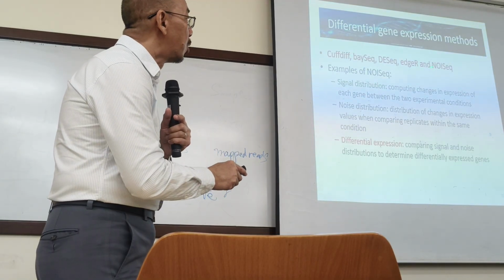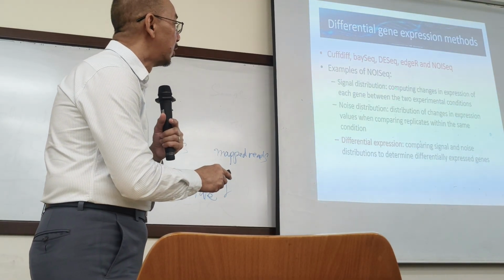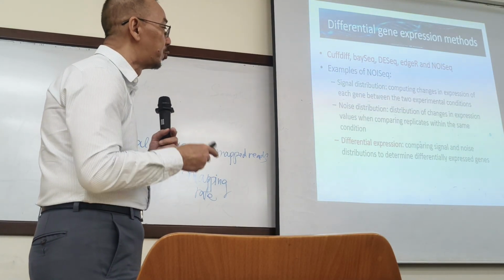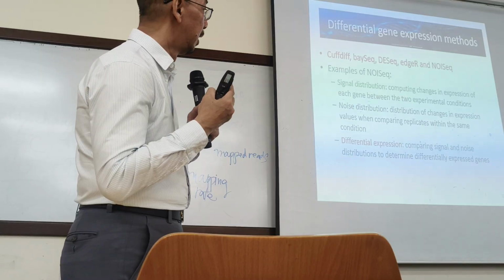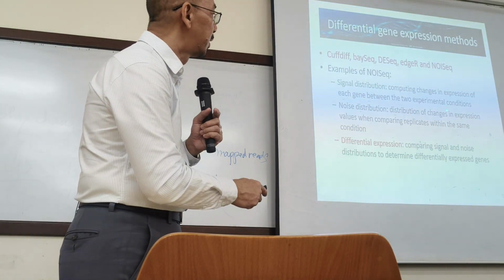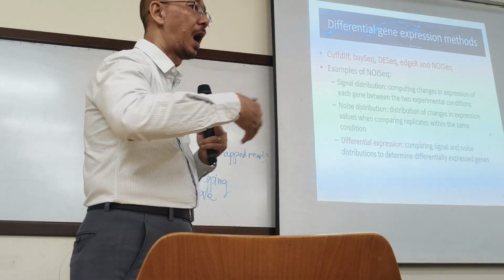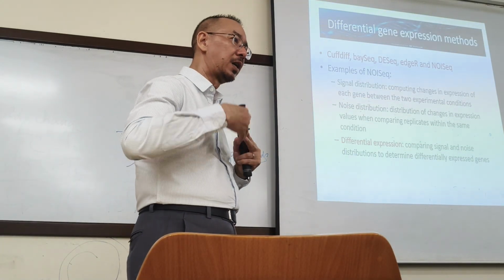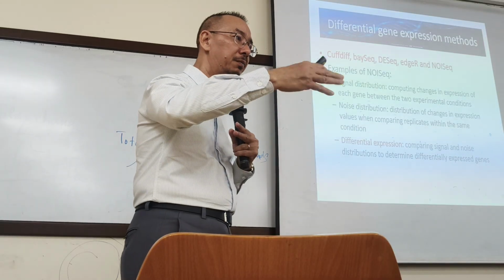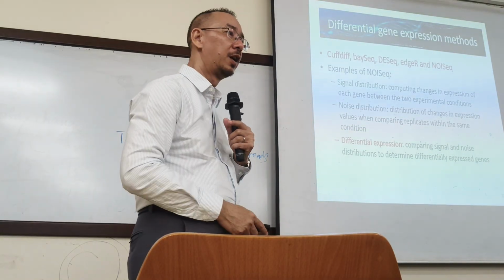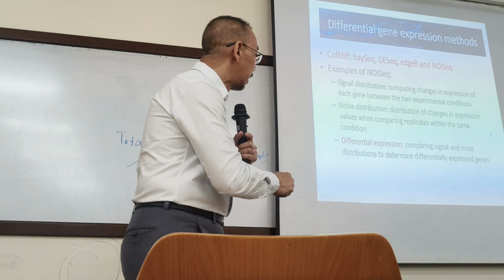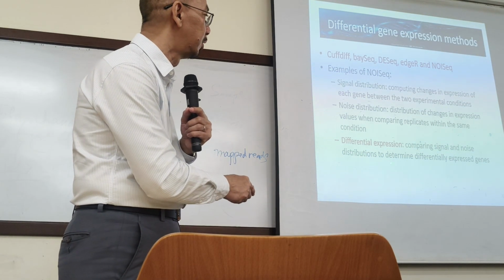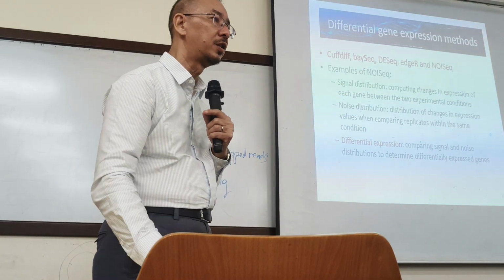Example of the noise signal distribution: it will compute the change in expression of each gene between two experiments, and noise. That means the distribution of change in expression value when comparing replicates. If between replicates there is any difference, remove it, we get noise. And then at the end we have differential expression, comparing signal and noise to determine differentially expressed changes.